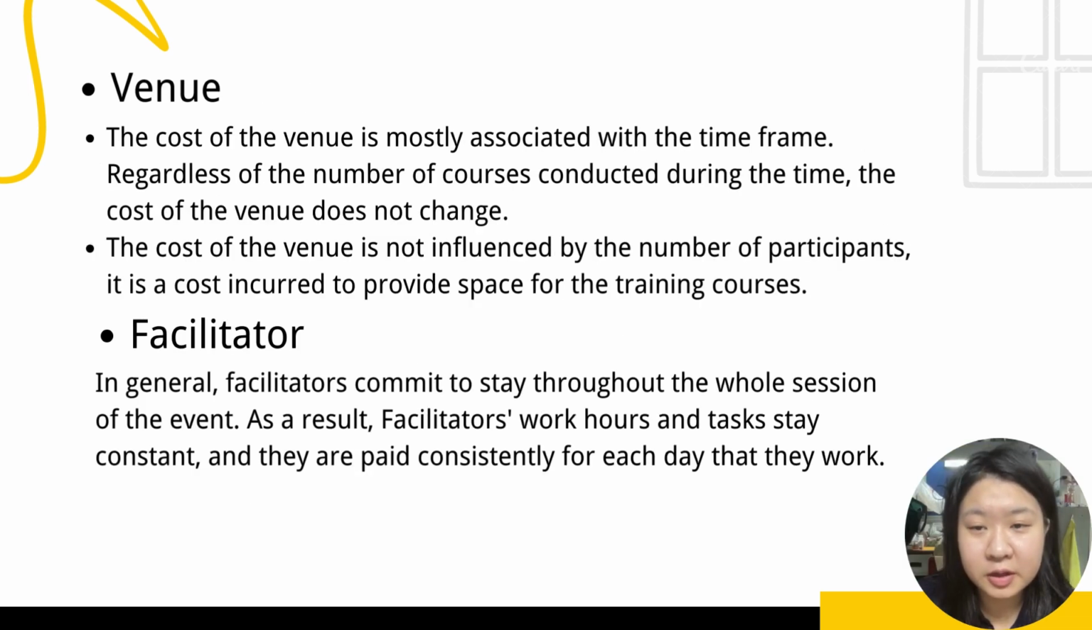And then we're going to talk about the venue. The cost of the venue is mostly associated with the time frame. Regardless of the number of courses conducted during that time, the cost of the venue does not change. Second, the cost of the venue is not influenced by the number of participants. It is the cost incurred to provide space for the training courses.